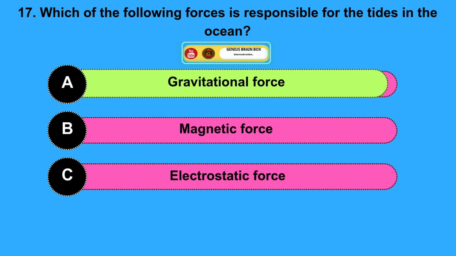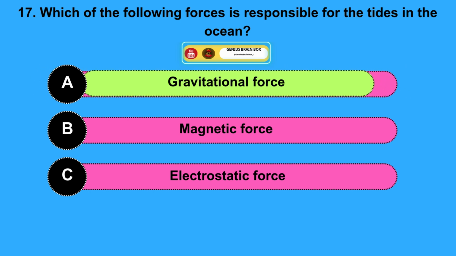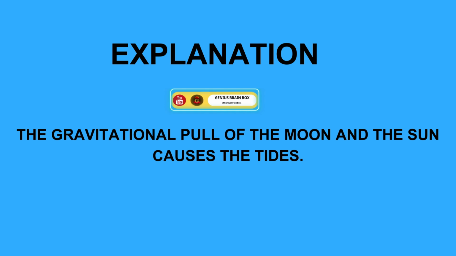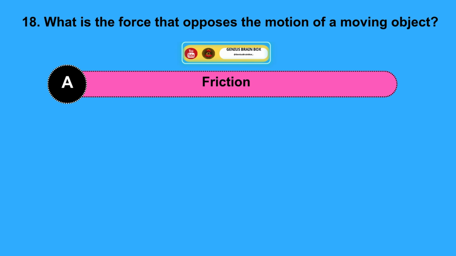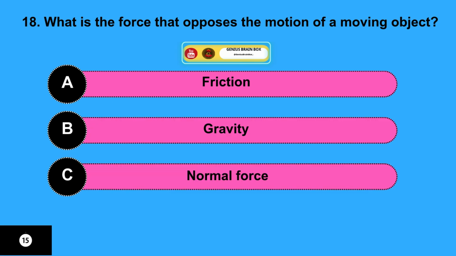Correct answer is A. Explanation is the gravitational pull of the moon and the sun causes the tides. What is the force that opposes the motion of a moving object? Option A, friction. Option B, gravity. Option C, normal force.